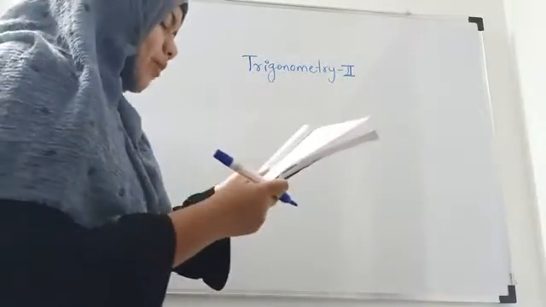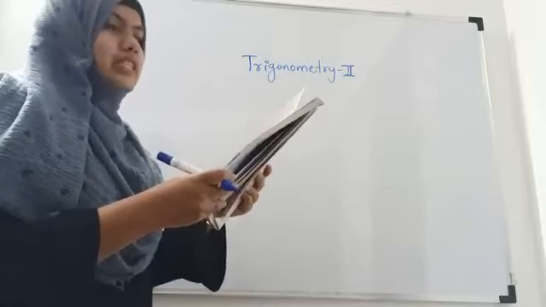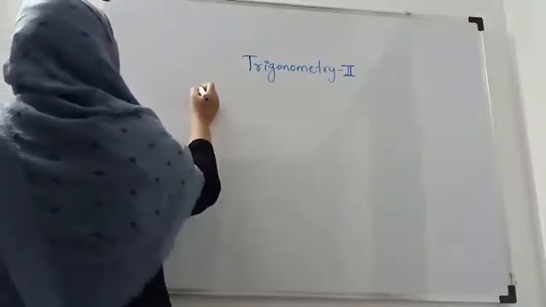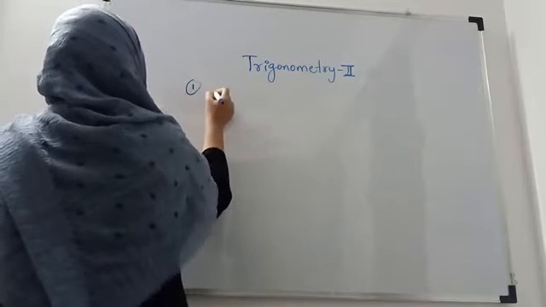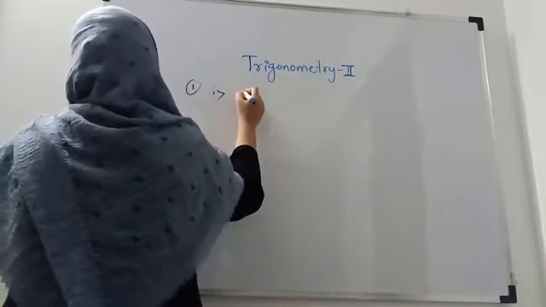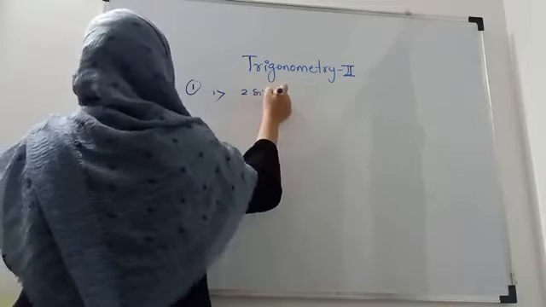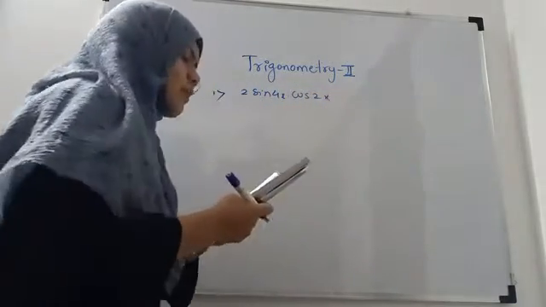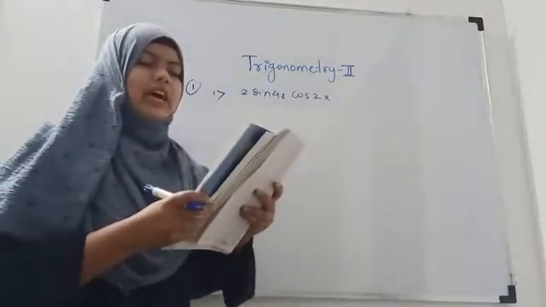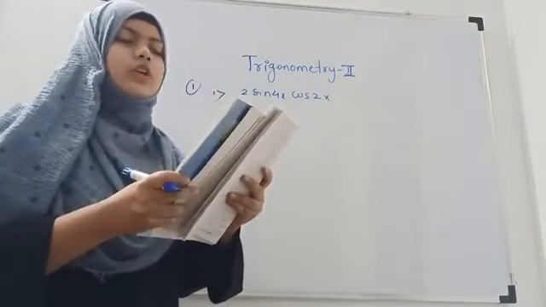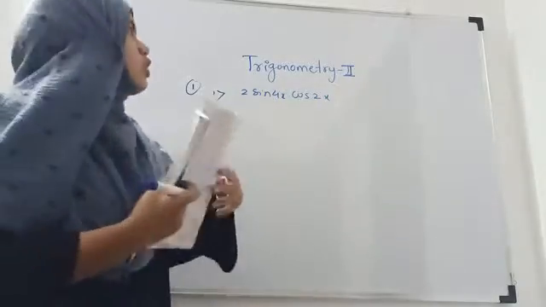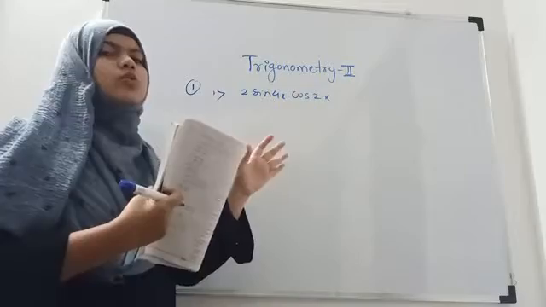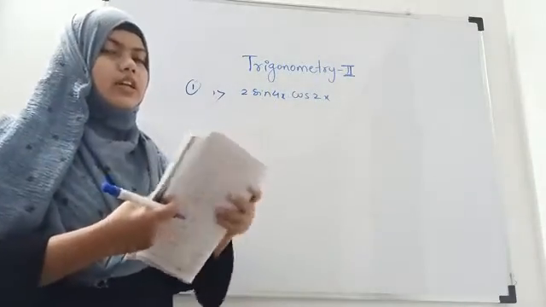So I am doing problem number 1, exercise 3.4, page number 51. This is problem number 1, sub problem number 1: 2 sin 4x cos 2x. The problem is, express the following as the sum or the difference of two trigonometric functions. So one expression is given to us, we have to convert this expression into either a sum or a difference.